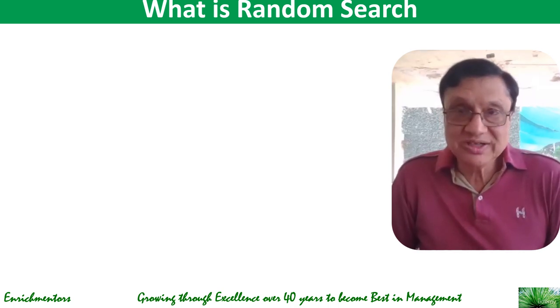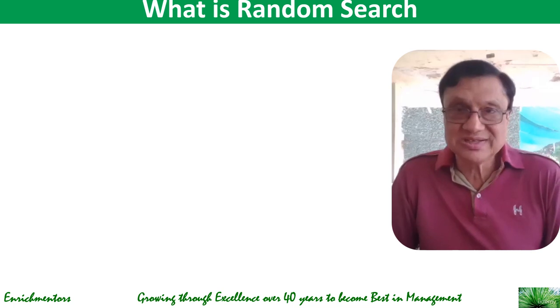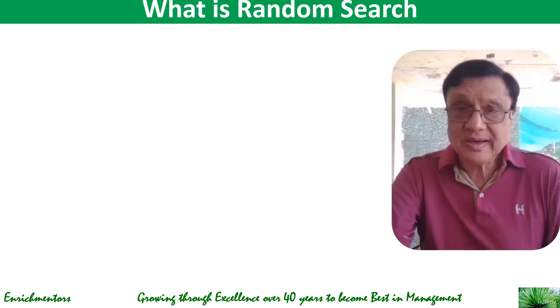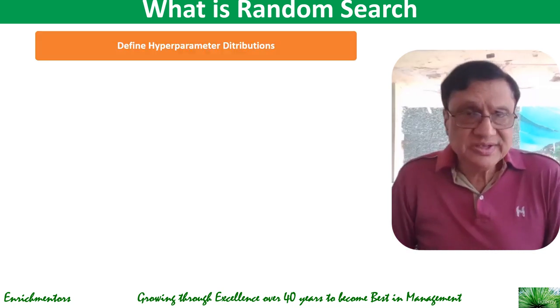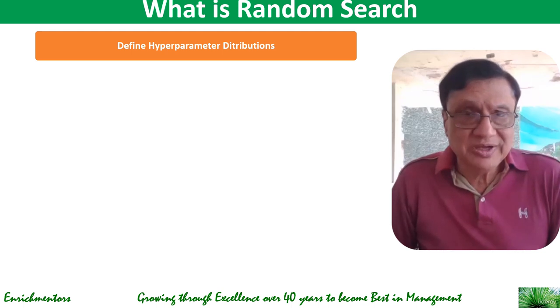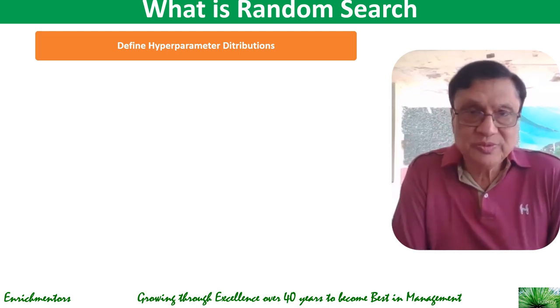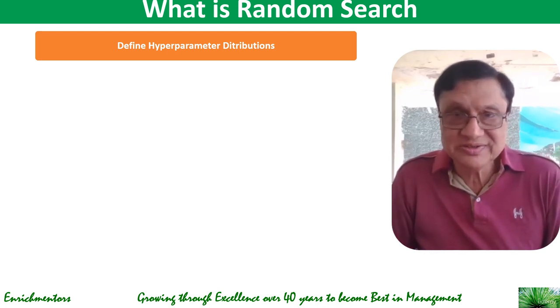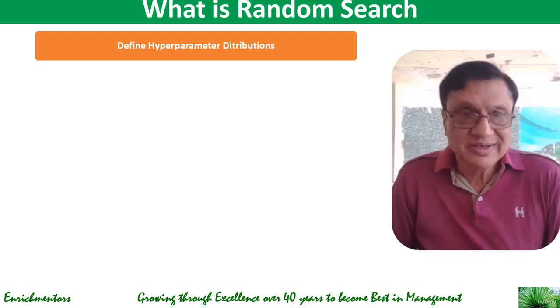Now, how does this random search work? Let's take a look at that. So first, you specify a probability distribution for each hyperparameter that you want to tune. For example, you might define a uniform distribution for continuous hyperparameters and a discrete distribution for categorical type hyperparameters.